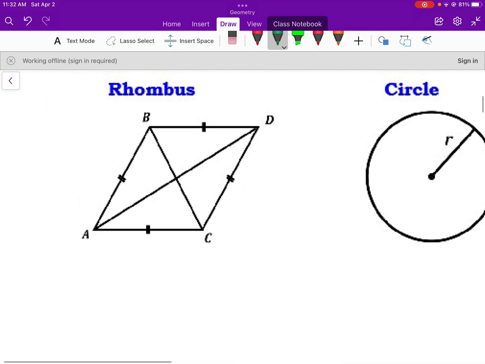Okay, rhombus is very similar to a kite. As a matter of fact, it's going to have the exact same formula, 1/2 of diagonal 1 times diagonal 2, where again, diagonal 1 is going to be the length of one of the diagonals, and diagonal 2 would be the length of the other one. So it's essentially a modified kite.